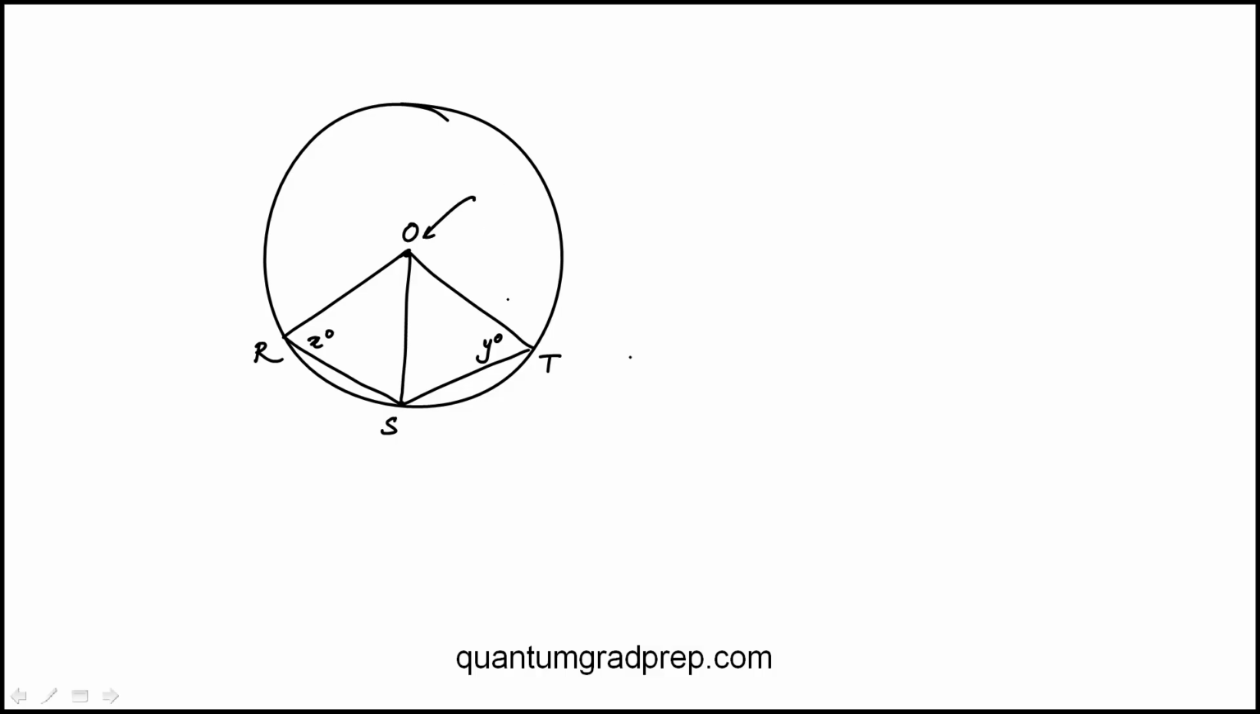So here we're told that the center of the circle is O and RS is greater than ST. The question is, how do these angles compare? So let's see, if these two are radius, so that's an isosceles triangle. That's also radius, meaning all three of them are equal.